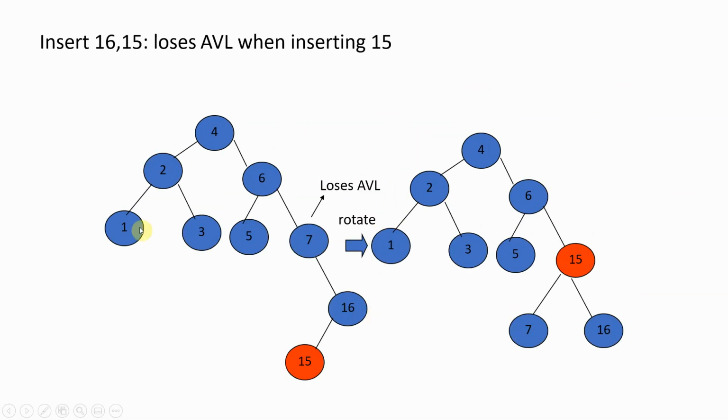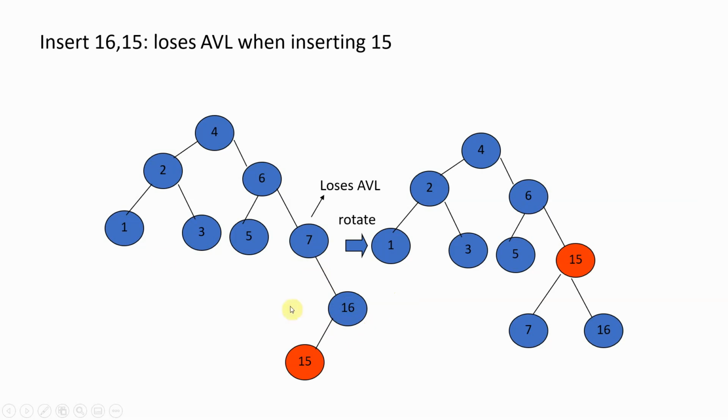Okay, let's insert now 16 first. If we insert 16, 16 is bigger than 4, bigger than 6, greater than 7, right? And there's an empty pointer, a null pointer here. So 16 is going to go on the right side of 7. It's going to become the right child of 7.